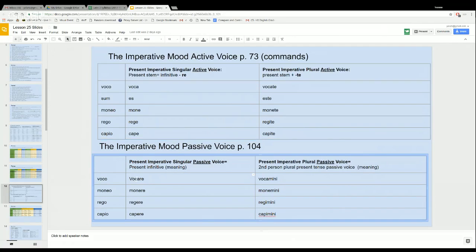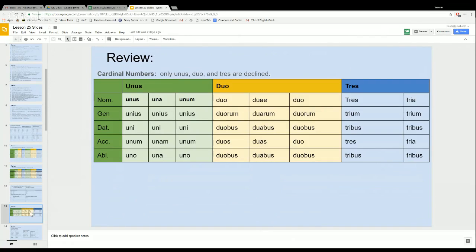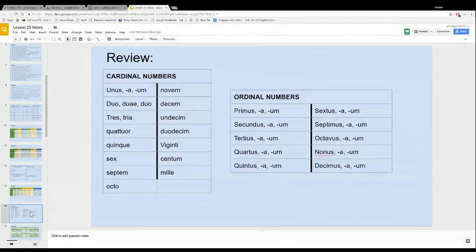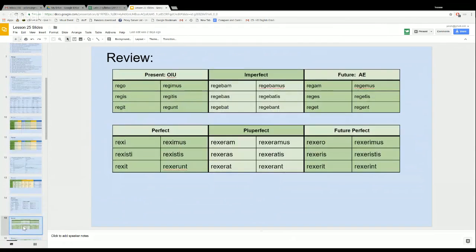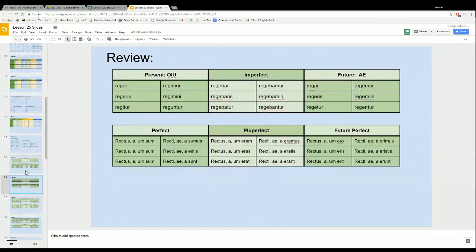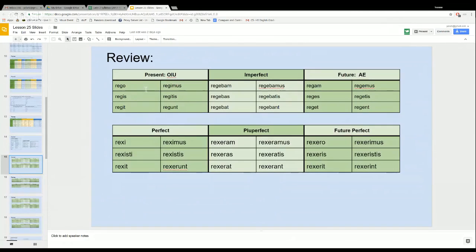All right, let's go to the passive voice. So we have vocare, vocamini, monere, monemini, regere, regimini, capere, capimini. Okay, good. I am not going to go over these with you guys. That's all stuff that you know.